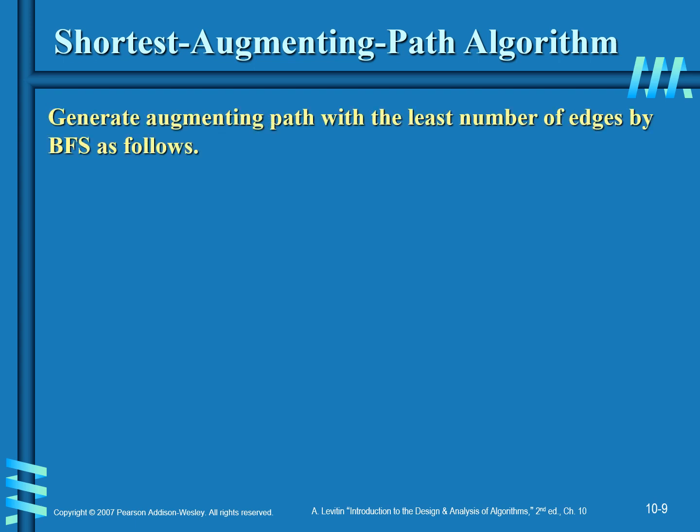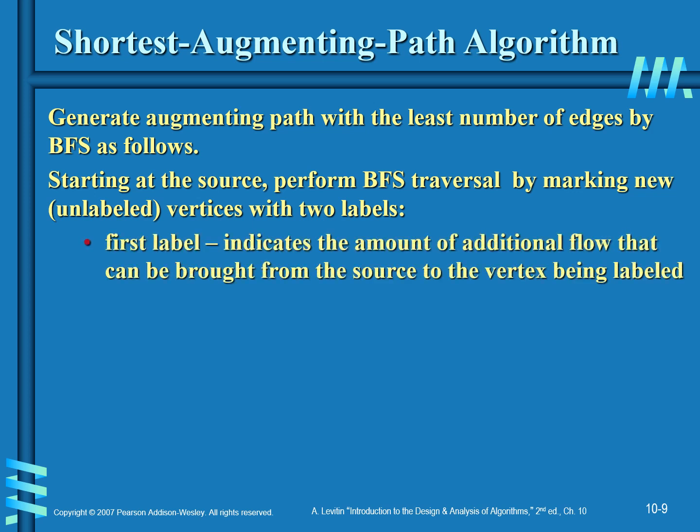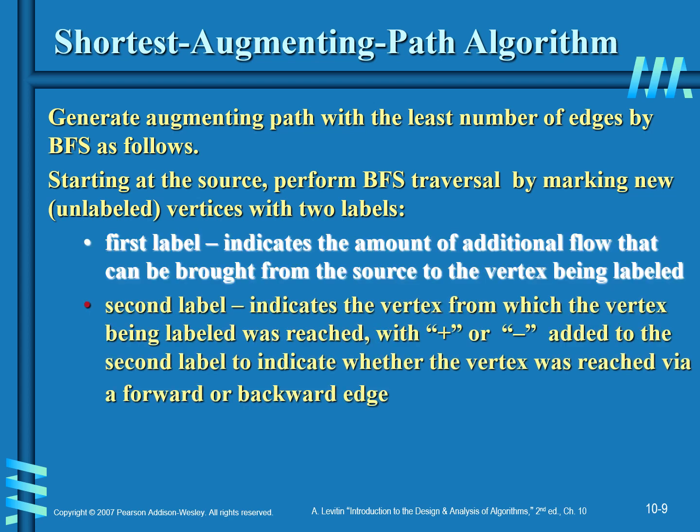Now we have to find the shortest augmenting path. We find it using BFS, breadth first search. Starting at the source, perform BFS traversal by labeling each new unlabeled vertex with two labels. In order to find the shortest augmenting path, while entering the next vertex we label each and every vertex. The label has two parts. One is the first part of the label, and then the second part.